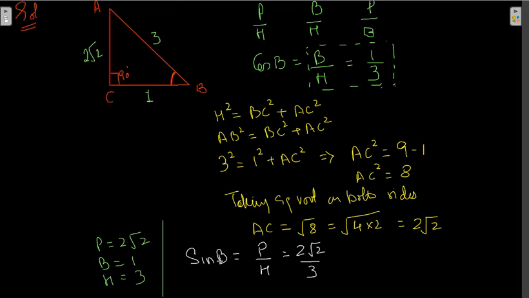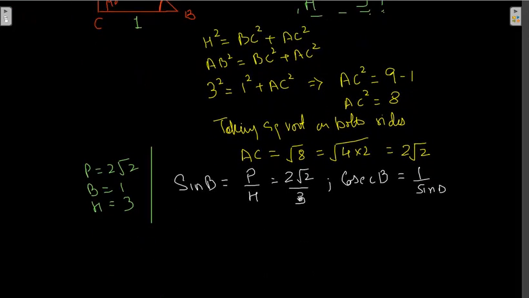Now if we know the sine of B, then as we have done in the previous video, the inverse or the reciprocal of sine of B is cosecant. How do we write it? Cosec of B is equal to 1 over sine B. And what is 1 over sine B?